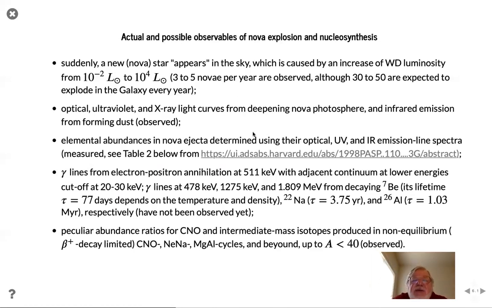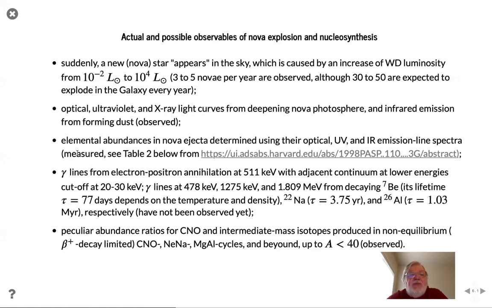And therefore we gradually see first optical radiation, then ultraviolet, and finally X-ray, because we see hotter and hotter layers of the envelope. Eventually in X-ray we see the surface of the white dwarf, where the temperature is around 1 million Kelvin, so we see X-ray radiation.